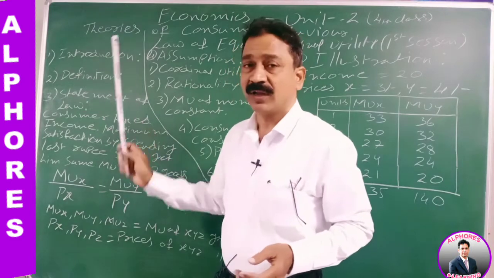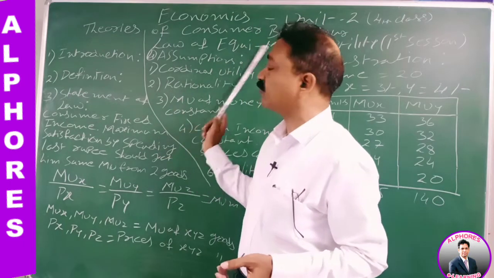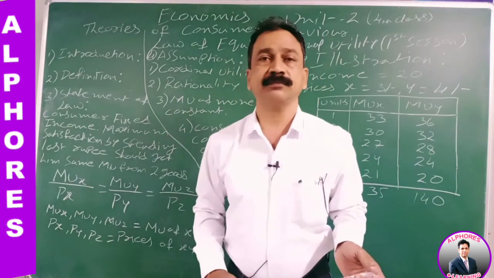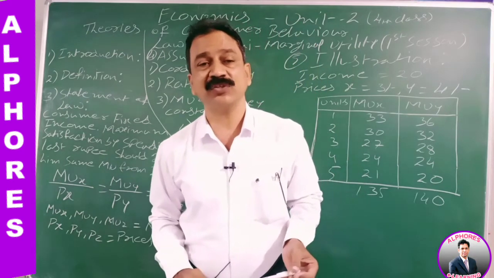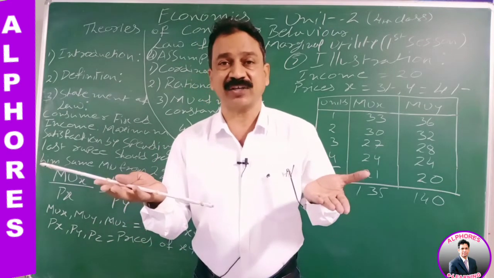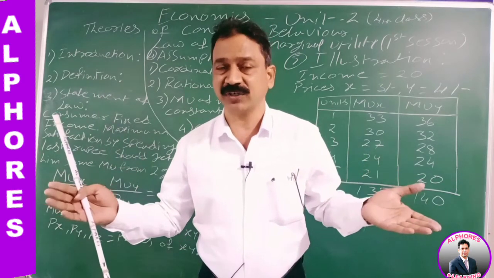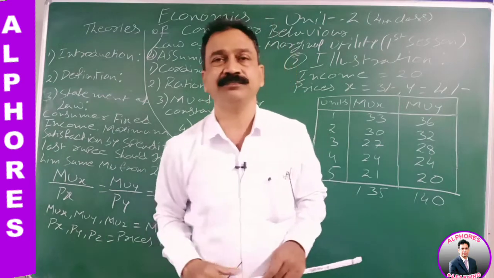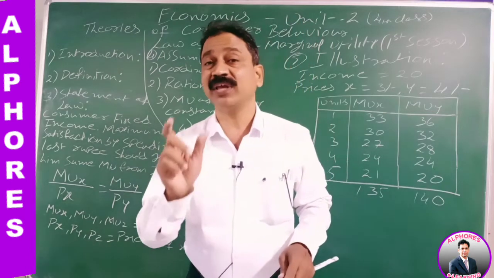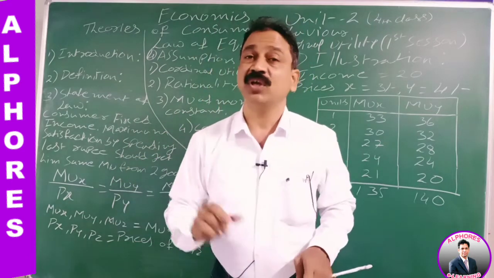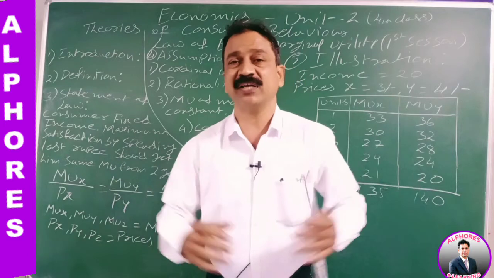In the introduction, let me tell you the different names of the same law of equi-marginal utility. The law of equi-marginal utility discusses how a rational consumer tries to increase his satisfaction instead of decreasing, how he tries to get maximum satisfaction with his limited income. Every resource is limited. Now we are treating income also as a resource. When that income resource is limited, how does he use it to get maximum satisfaction?